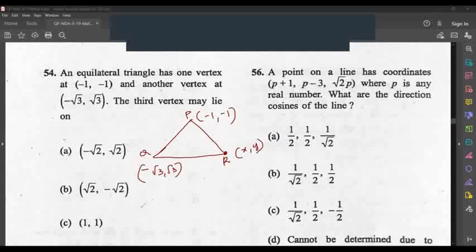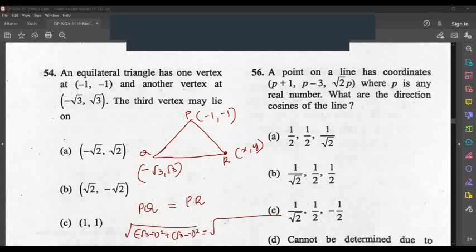Just applying distance formula. So I'll first find PQ. Then PQ is equal to PR, isn't it? Okay, so I'm just doing PQ. What is PQ here? Root of (minus root 3 minus 1 minus 1) the whole square plus (minus root 3 minus 1) the whole square plus (root 3 minus 1) the whole square. That is same as PR.